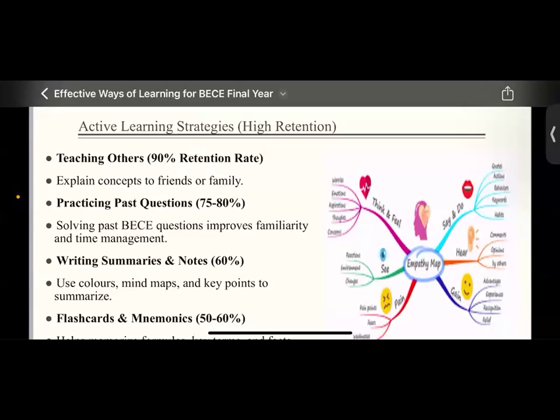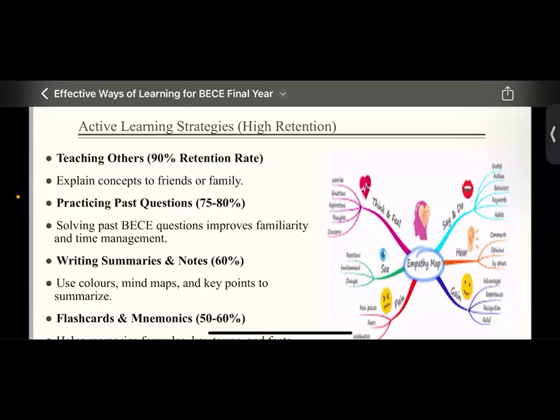Number one, teaching others. When you're able to teach others whatever you have learned, you have a 90% retention rate. So whatever you have been taught or whatever you've ended up learning, if you are to gather people to teach them, you have a 90% retention rate, and this is by far the highest. So if you want to really recollect whatever you have learned, engage in group study, take center stage and explain things to your friends. Teach them. By doing so, you'll be able to recollect whatever you've learned by 90%. You stand a 90% chance of retaining whatever you've learned.